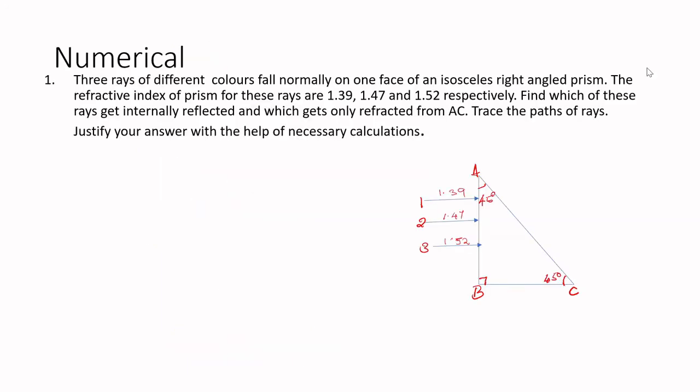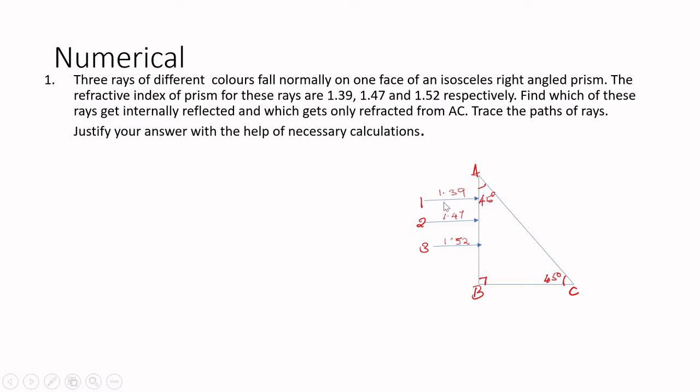We have three rays of different colors falling normally on one face of an isosceles right-angled prism. The refractive indices of the prism for these rays are 1.39, 1.47 and 1.52. Find which of these rays get internally reflected and which get only refracted from AC. Trace the path of rays. Justify your answer with the help of necessary calculations.